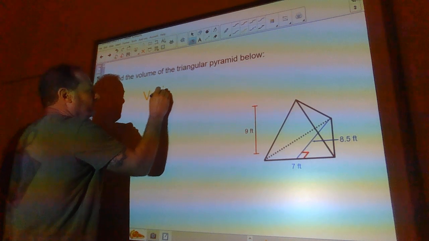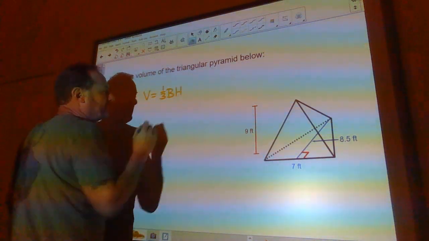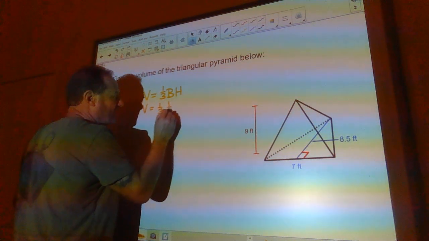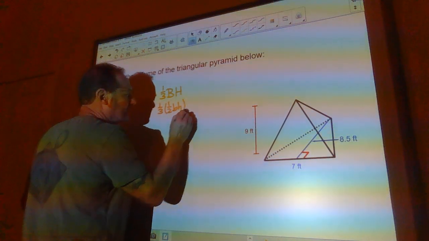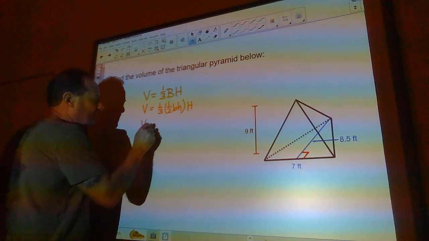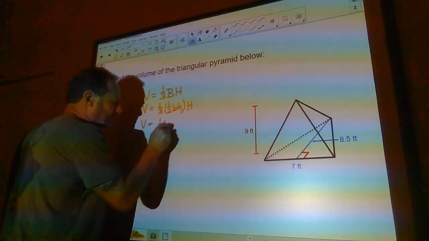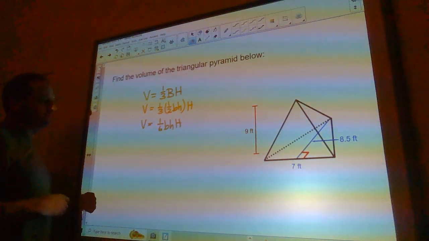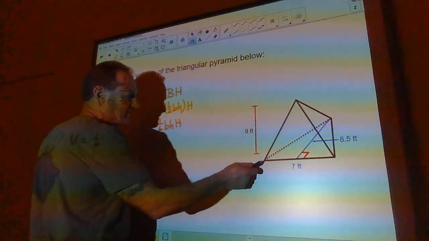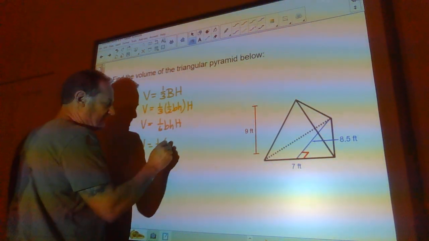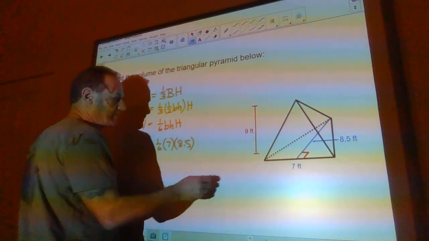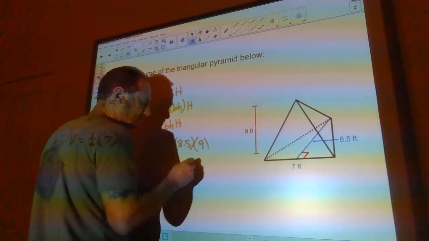Okay, volume is 1/3 the area of the base times the height. Now, the base is a triangle, so capital B is going to be 1/2 the base times the height of the prism, or pyramid, sorry. I can combine my 1/3 of 1/2, which is going to be 1/6. So there's the formula I'm going to be working with. Volume is 1/6 times the base of the base, that's 7, times the height of the base, that's 8.5, times the height of the pyramid, that's 9.